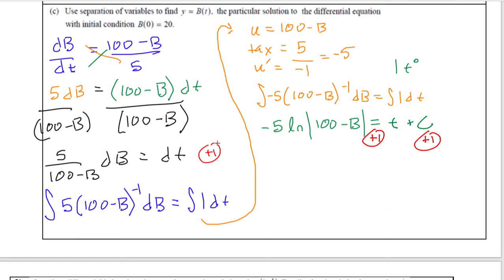Yep, right over there. All right. Step 1 was separate. Step 2 was integrate. Step 3 is to evaluate. Yes, to plug in.